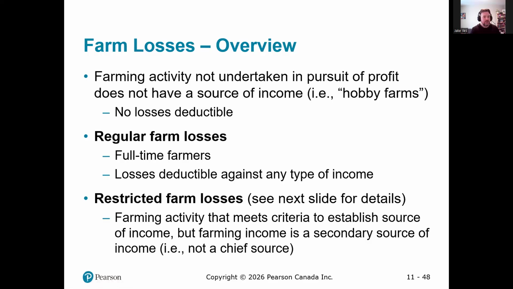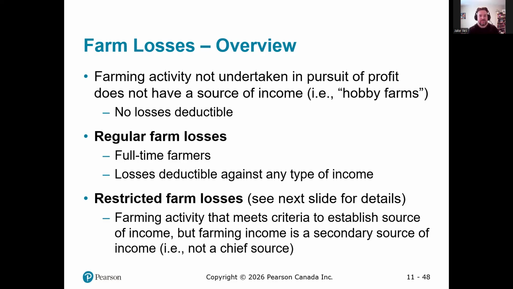So when you're undertaking a farming activity, it must be in pursuit of profit. If it's in pursuit of profit, then that farm functions like a business. We have farming income. Any farming losses can be entirely applied against them. If farming activity is not undertaken in pursuit of profit, then it's not considered a source of income. This is just a hobby farm.